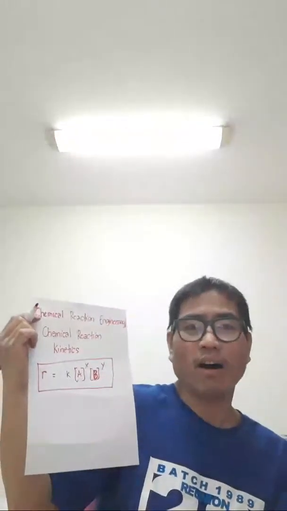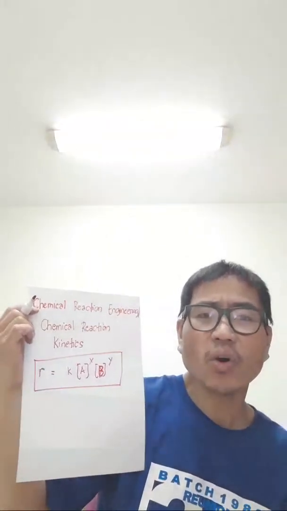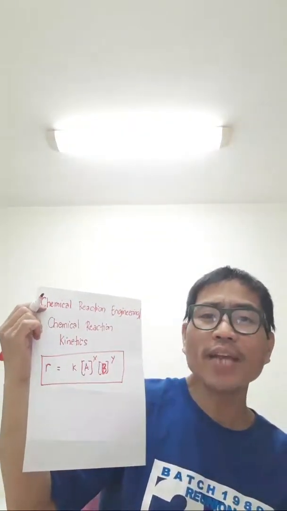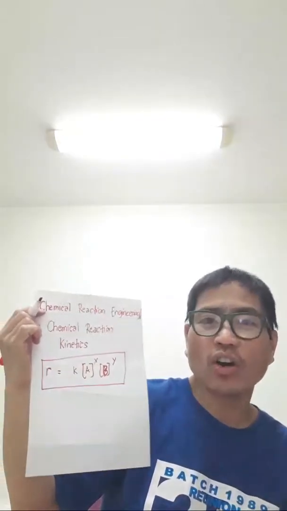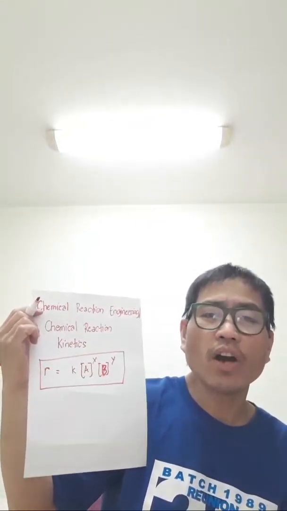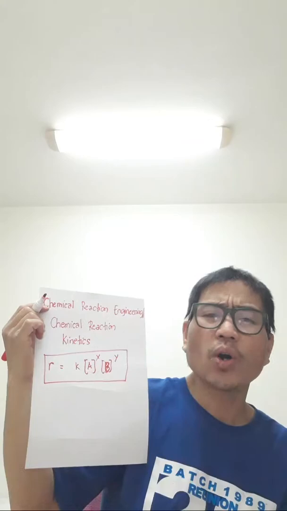So we can say the overall reaction order will be the sum of the reaction order in concentration A plus the reaction order in concentration B. That is our overall reaction order, which we will denote as small letter n. Don't worry, n is normally the number of moles, but in this special topic we also denote the overall reaction order as small letter n.